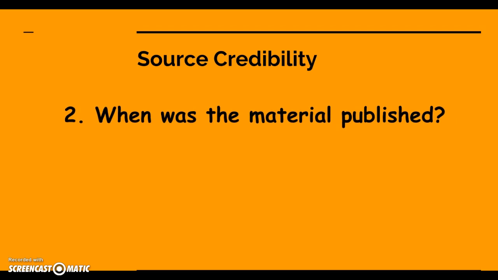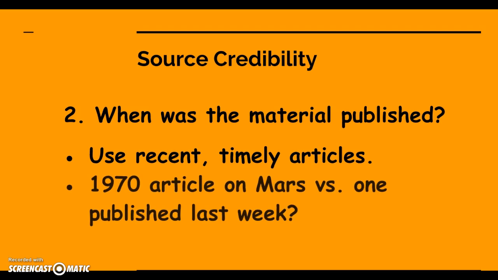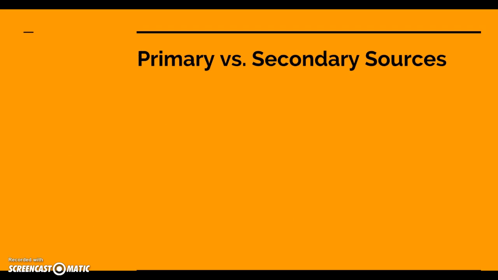When was the material published? This is key. Use recent, timely articles. If we were going to do something on Mars, you'd probably want an article written in the last week rather than an article written in 1970. A lot of exploration has been done. New information has come out. If you use an article from 1970, it's going to be outdated.